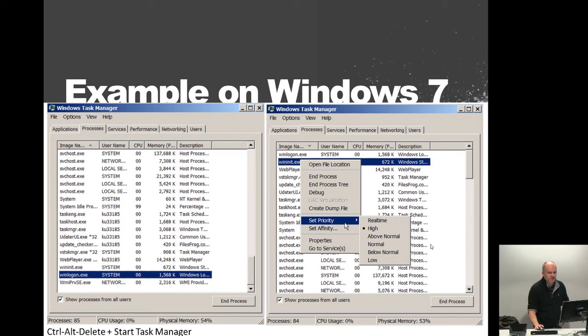Yeah, so usually the Windows stuff is high priority on Windows.